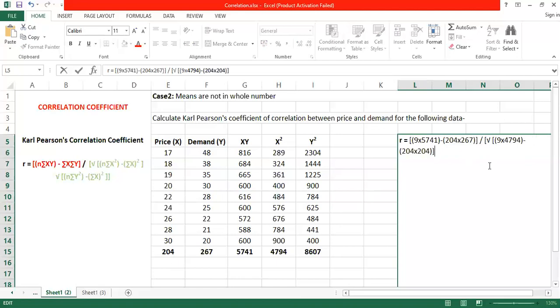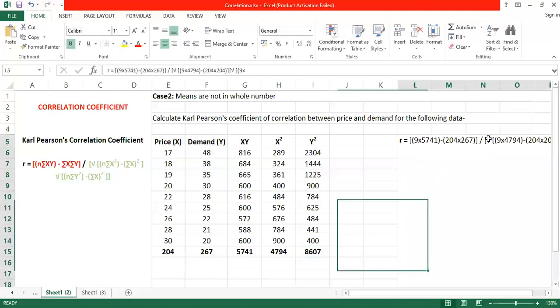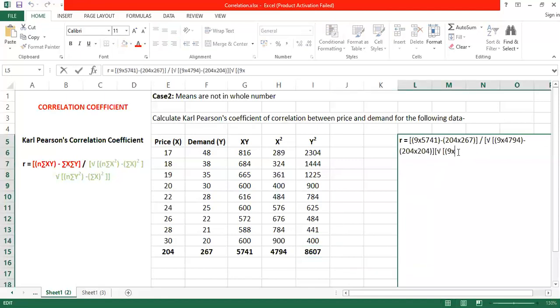Bracket closed. Another bracket, again square root, bracket. See, n is 9 into sigma y square. Sigma y square is here, so it is 8607 minus, this should be y square.